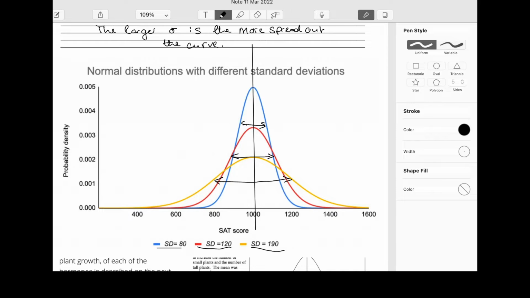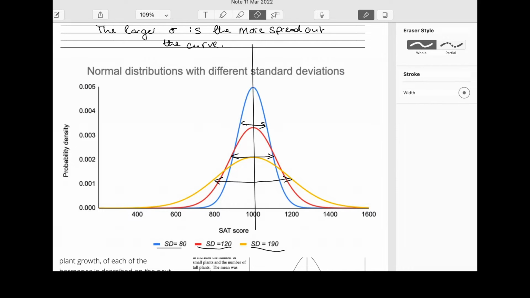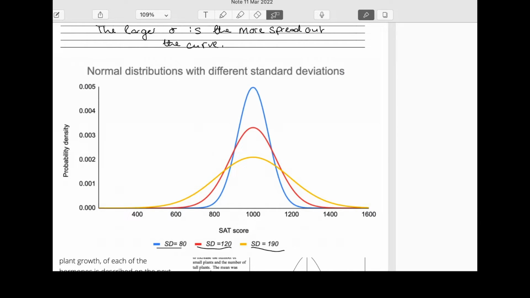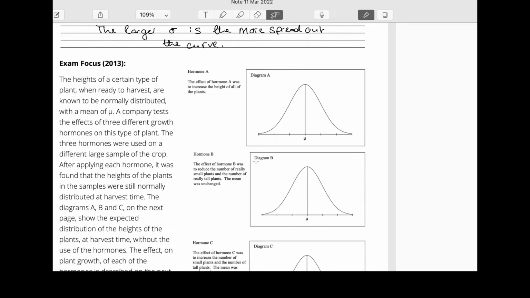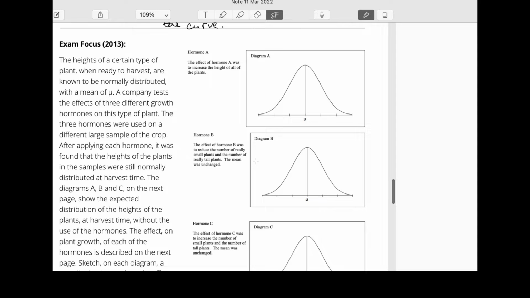So for that one, question 6, the pattern is that the larger the standard deviation we have, the more spread out our curve is going to be, the wider that curve is going to be. So that's what we were looking to start talking about there, and that then allows us to start talking about the exam paper question that we had, which is from 2013.